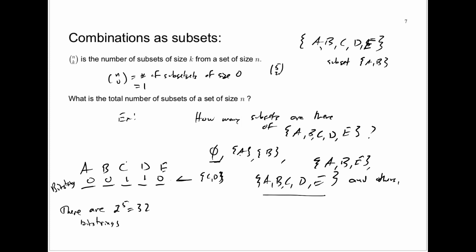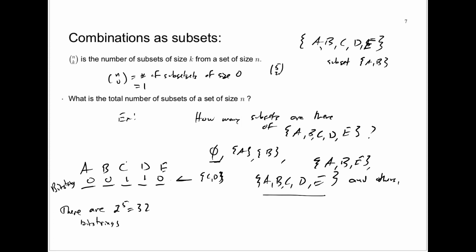The subset that contains only A would correspond to the bit string 1, 0, 0, 0, 0. The subset that contains B would be 0, 1, 0, 0, 0. The empty set would correspond to 0, 0, 0, 0, 0. ABE would correspond to 1, 1, 0, 0, 1. ABCDE would correspond to 1, 1, 1, 1, 1. There's this one-to-one correspondence between bit strings and subsets, and there are 2 to the 5th bit strings, so there are 2 to the 5th subsets of this 5-element set.